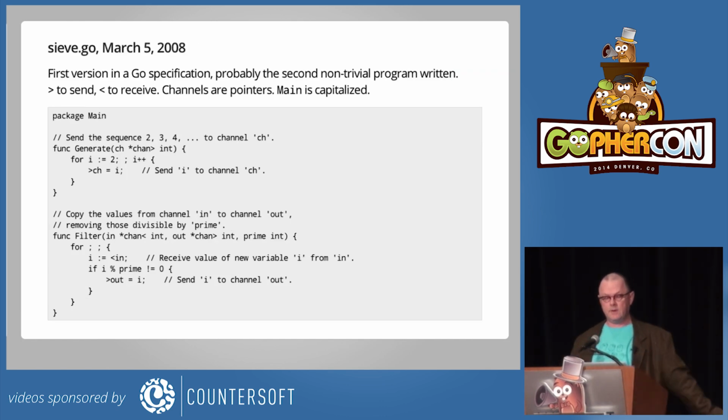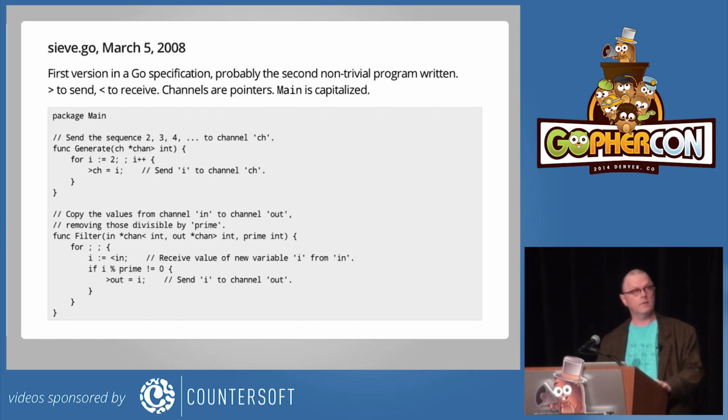Jumping ahead, 2008, March 5th, we actually started writing the spec in Sydney on March 3rd, 2008. Two days later, Robert said, let's write a program. And so into the spec, we typed this version of sieve.go, which I think is correct, but it's very different from the language today. You can notice that those are pointers, an issue that we struggled with for a long time. They're pointers to a built-in structure that gets built. They still are. They just don't look like that anymore.